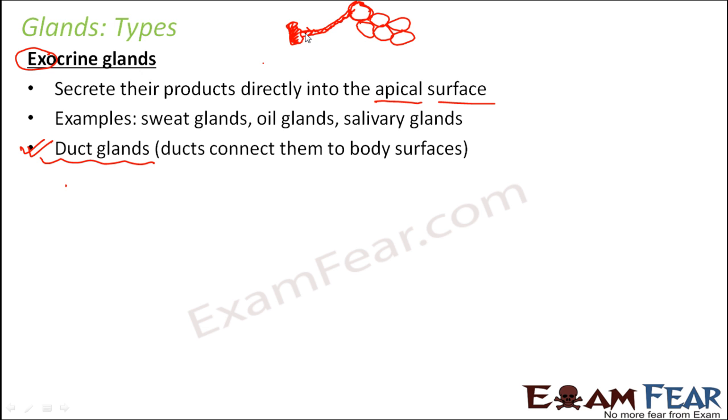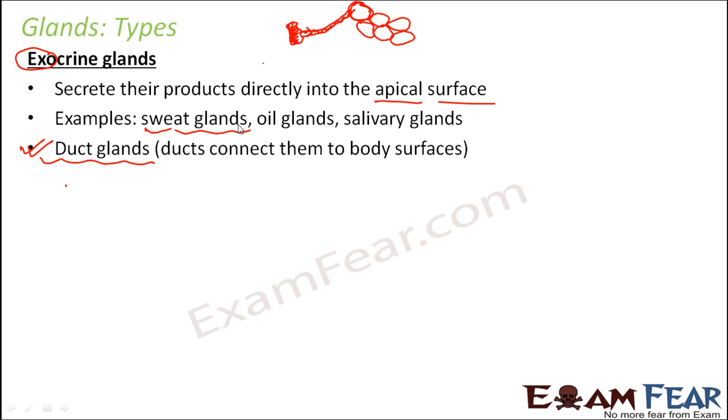Due to the presence of these ducts, they are also known as duct glands, because ducts connect them to the body surfaces. Now you can relate it with the sweat gland. The gland which actually produces sweat, we cannot see that, right? That is not present on the surface of the skin. That is present deep inside our skin, but it is connected to the surface of the skin through the duct, and that is why we can see the secretion on the surface. So the sweat can actually be felt on the surface of our body.